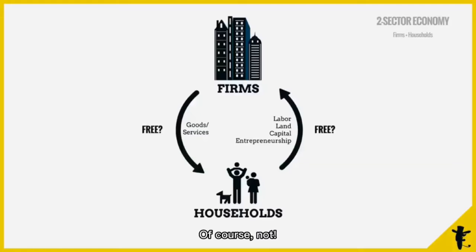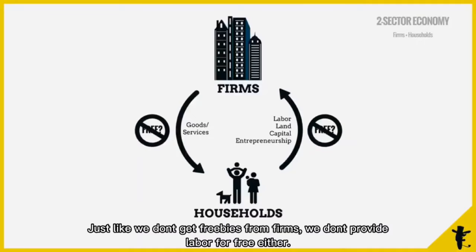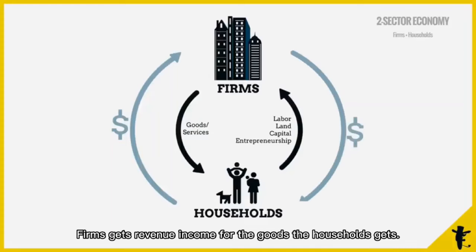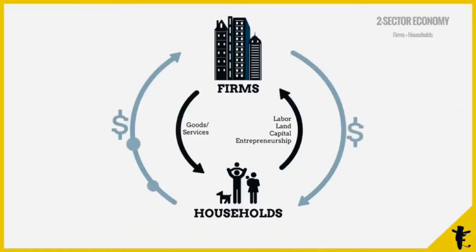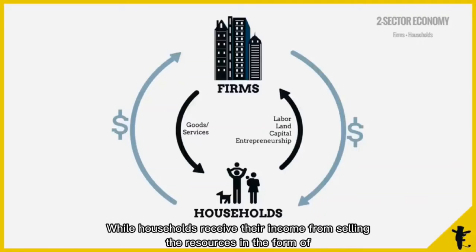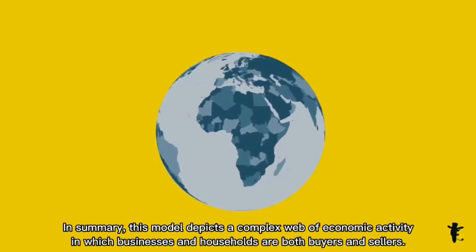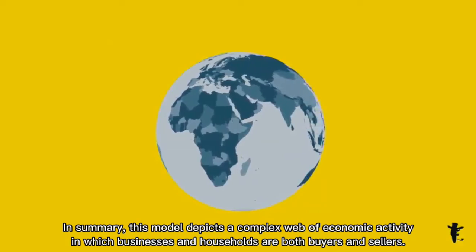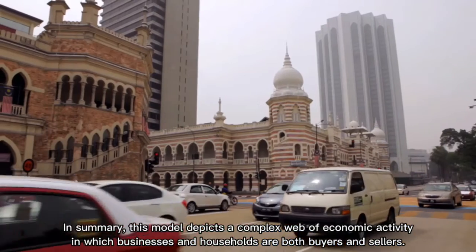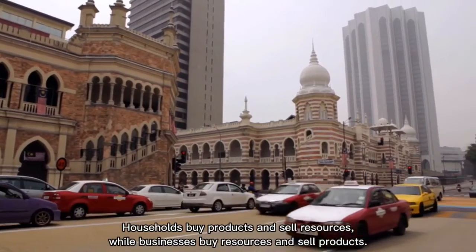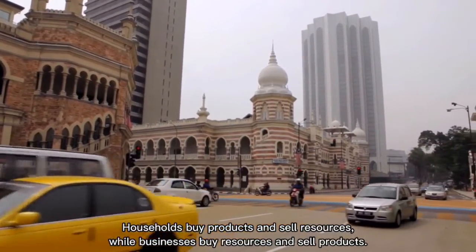For free? Of course not. Just like we don't get freebies from firms, we don't provide labor for free either. So there's money flowing in the opposite direction. Firms get revenue income for the goods the households get, while households receive their income from selling the resources in the form of wages, rent, interest, or profits. In summary, this model depicts a complex web of economic activity in which businesses and households are both buyers and sellers. Households buy products and sell resources, while businesses buy resources and sell products.